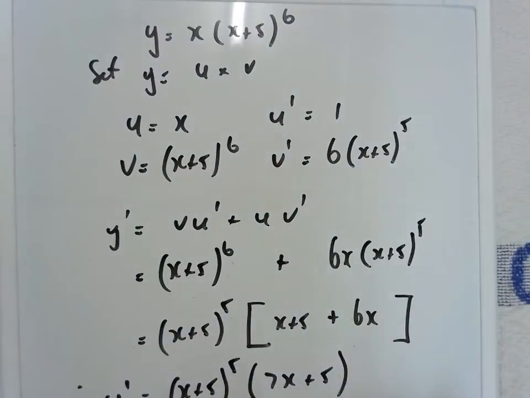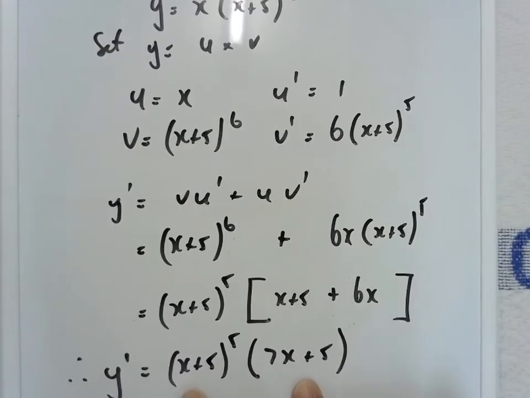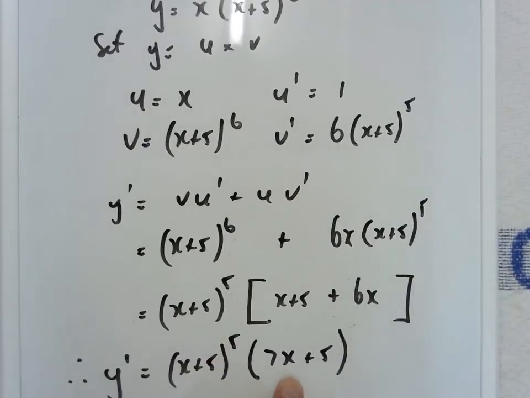So the gradient function, we always want a gradient function in factor form if we can get there. So y dash is (x plus 5) to the 5th multiplied by (7x plus 5). Nice and easy. That last little bit of factorising becomes nice and chunky when you get more complex functions to start with. So please make sure you practice a lot of them.